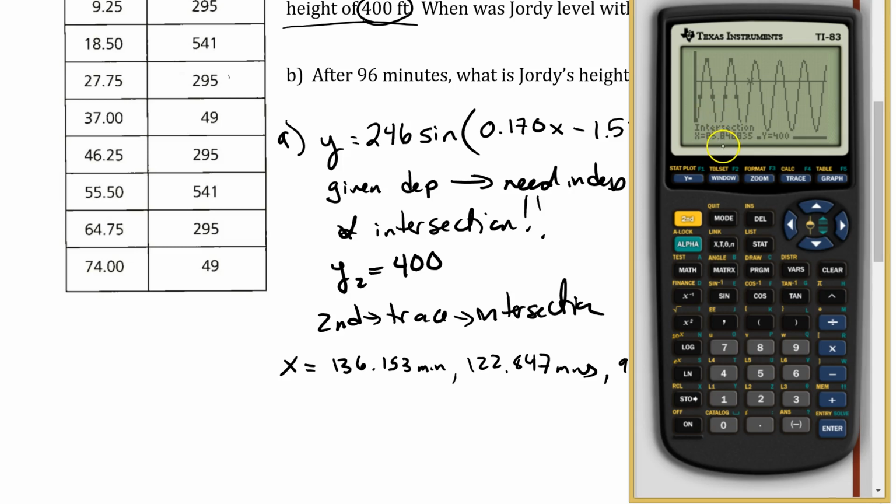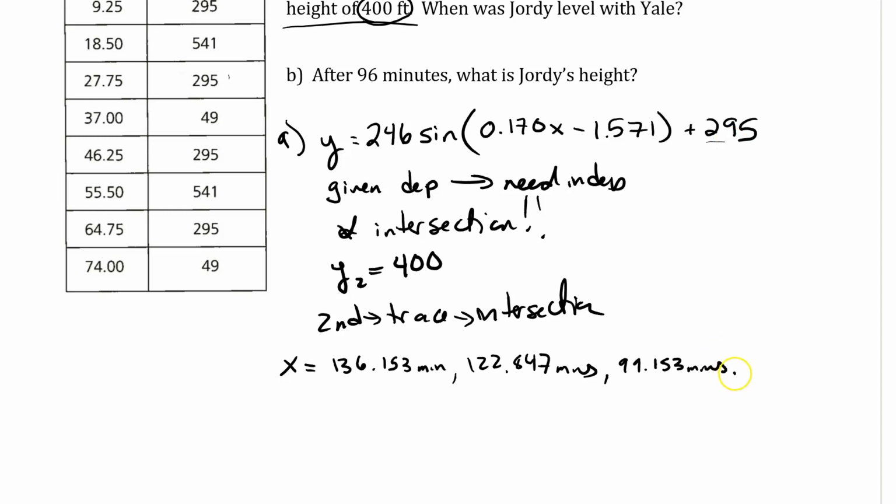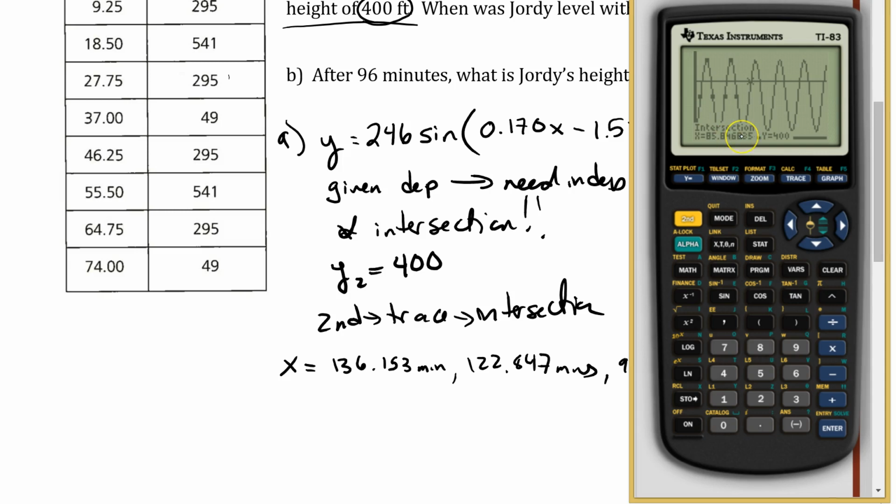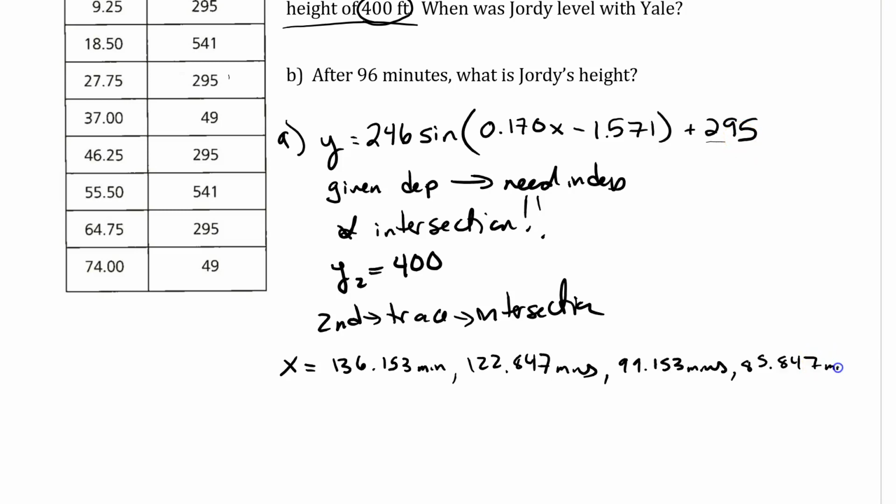So 85.847. Let me just double check that. 847, good. Second trace, and intersection. I'm going to go that way. Yep. Enter, enter, enter. So you just want the cursor to go close. You're picking one line and then the other line and then hitting enter again so that it knows you're sure that you want that. So 62.153 minutes. We're getting close, folks.